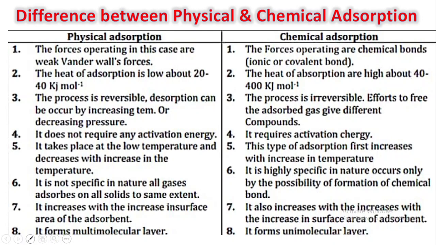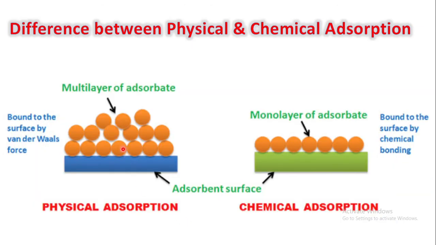And the last important point is that physical adsorption forms a multi-molecular layer, whereas chemical adsorption forms a monomolecular layer, also called a unimolecular layer. Here you can see that in physical adsorption a multi-molecular layer is formed, whereas in chemical adsorption a monolayer or unilayer of adsorbate is formed.